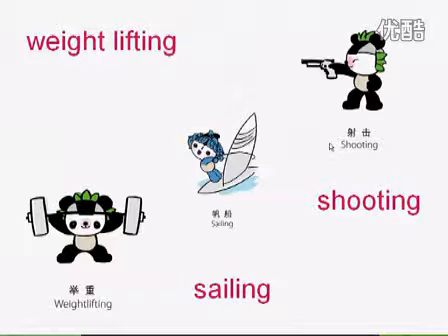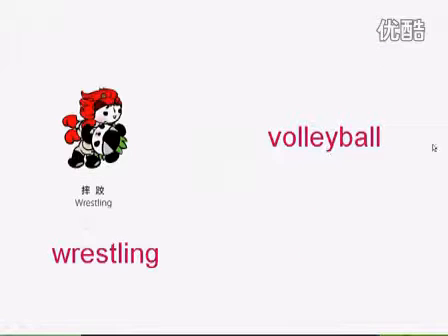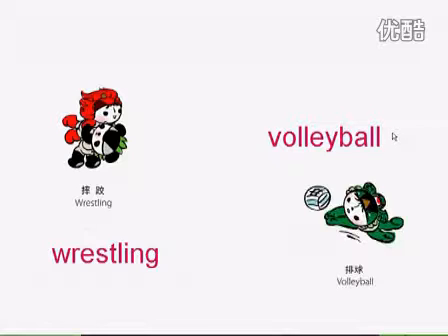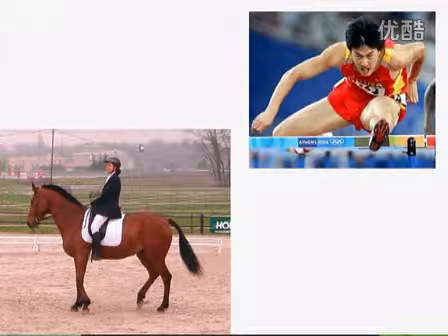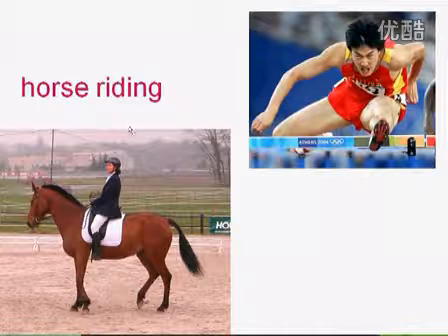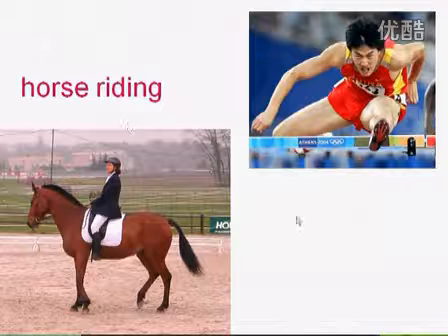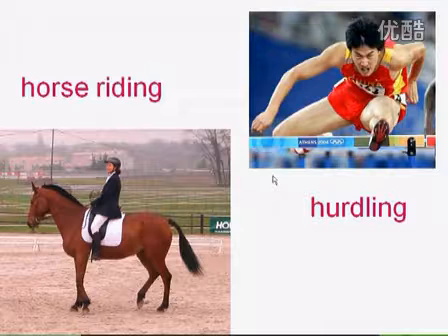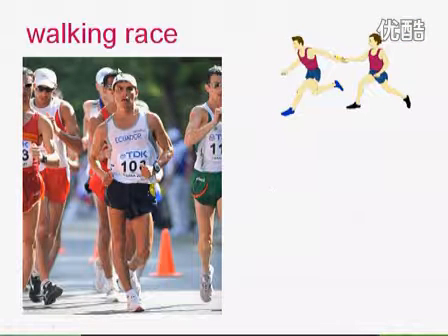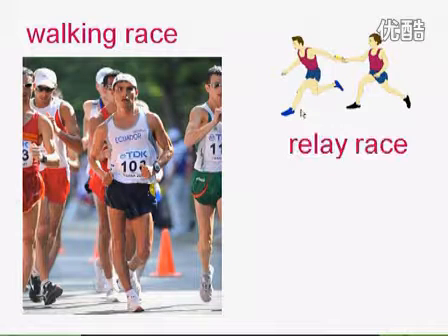Okay, let's move on. Some more events in Olympic Games. Wrestling and volleyball, right? Okay, let's move on. This picture is cool, right? It's called horse riding, and hurdling, right? 110 meters hurdle, right? And here, it's a walking race, 竞走. And this one is called relay race, 接力赛, relay race.